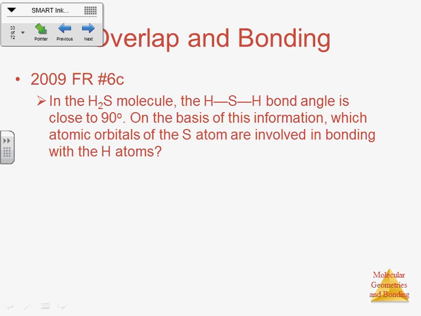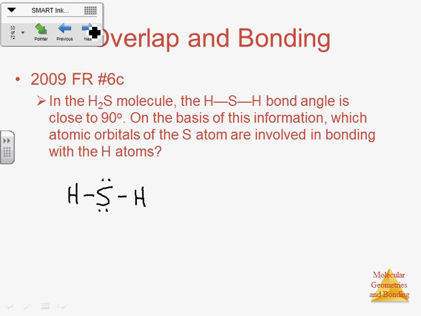Okay, and it may or may not be helpful to actually draw the Lewis structure for this, but usually that's a good idea to get an idea of what we're dealing with here. We've got 8 valence electrons. We just used up 4 of them. The hydrogens are okay the way they are, so this is going to end up being the structure as far as the Lewis structure. So what they're asking basically is, if the HSH bond angle is about 90 degrees, then what orbitals are overlapping here? And so we have to think about sulfur.